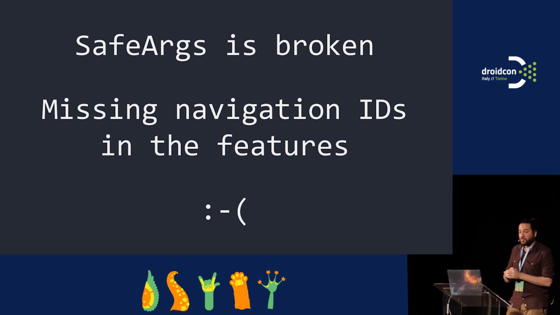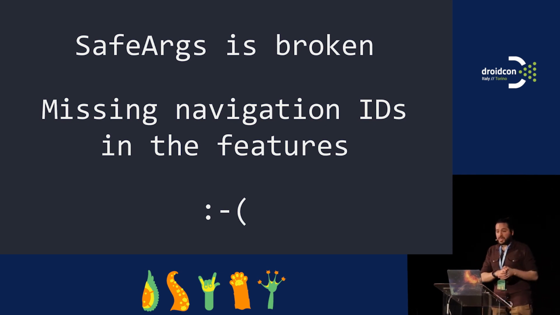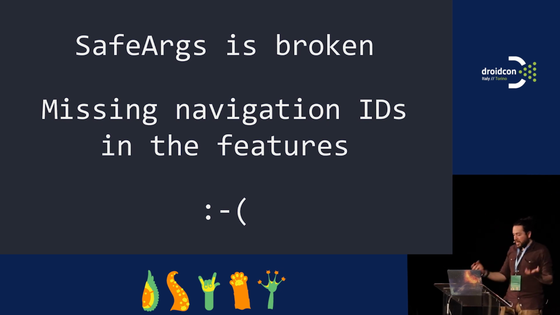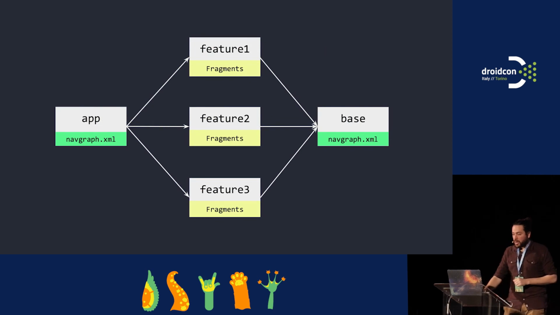Another thing is that it will break SafeArgs, which is a pretty interesting feature. It generates classes, but it won't generate them in the feature. It will generate the classes in the app module. And it's a problem. So the perfect world would be to have the nav graph in both the app module and the base module.